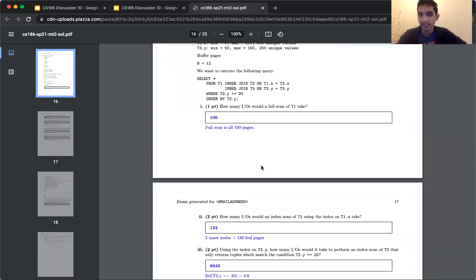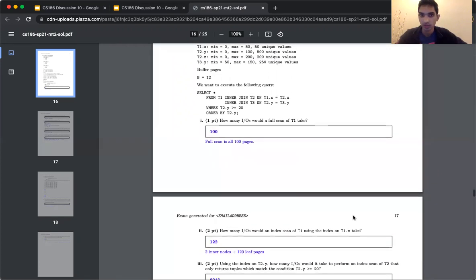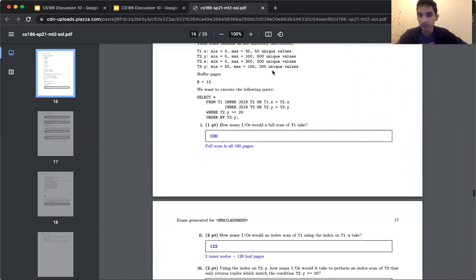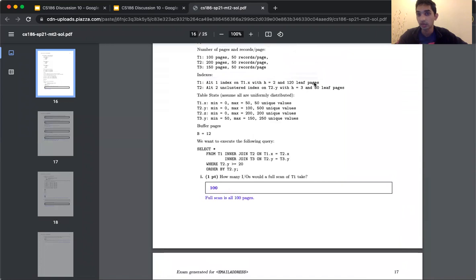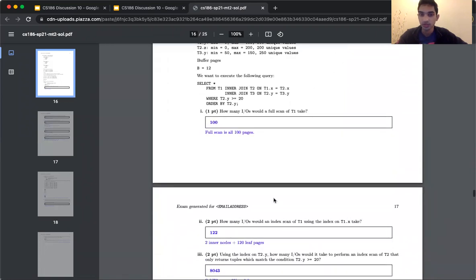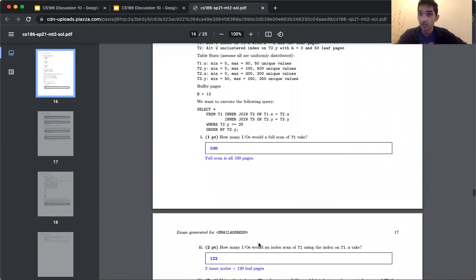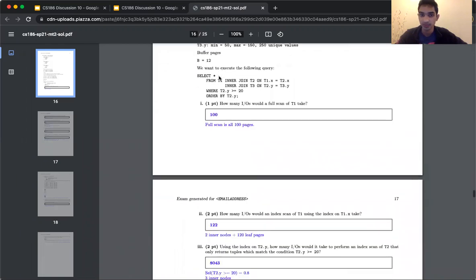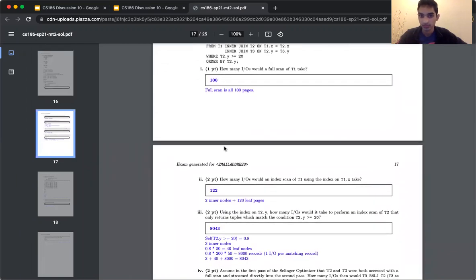Okay, the second question is asking us how many IOs would an index scan of T1 take on the index T1.x? Well, let's see, T1.x has a height of 2, so we would have to read down the 2 index pages. And then we would have to read the 120 leaf pages. So we read the 2 inner nodes and the 120 leaf pages. Note that we don't read any data pages because it's an alternative 1 index. So 122 IOs.